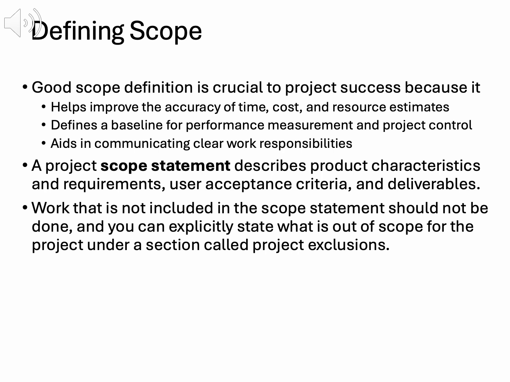The scope statement aids in communicating work responsibilities. By detailing deliverables, like course materials or needs assessments, it ensures team members know their roles. For instance, the training project assigns survey tasks to the HR team, clarifying expectations. This alignment prevents confusion and fosters accountability.